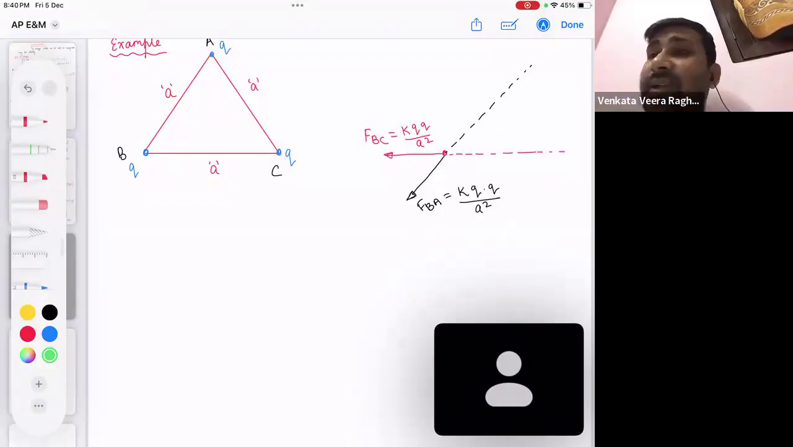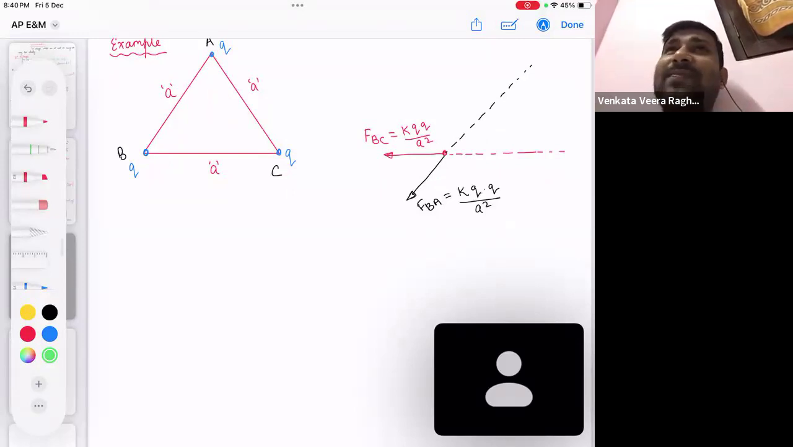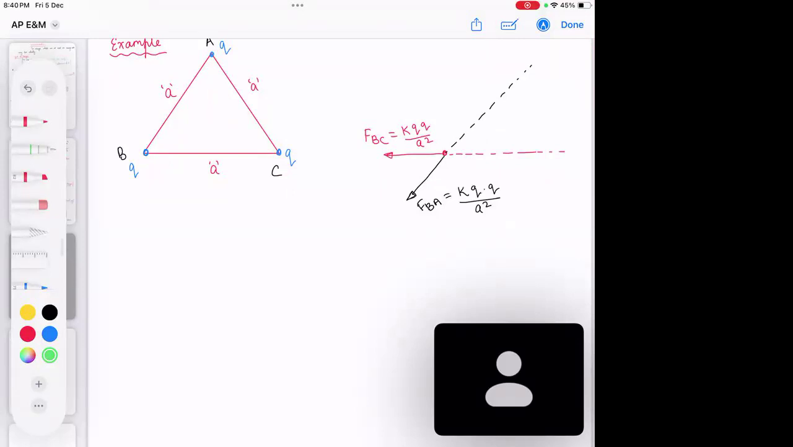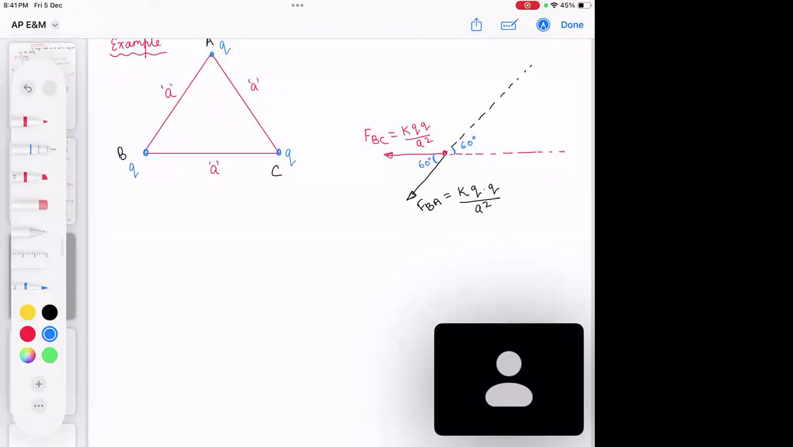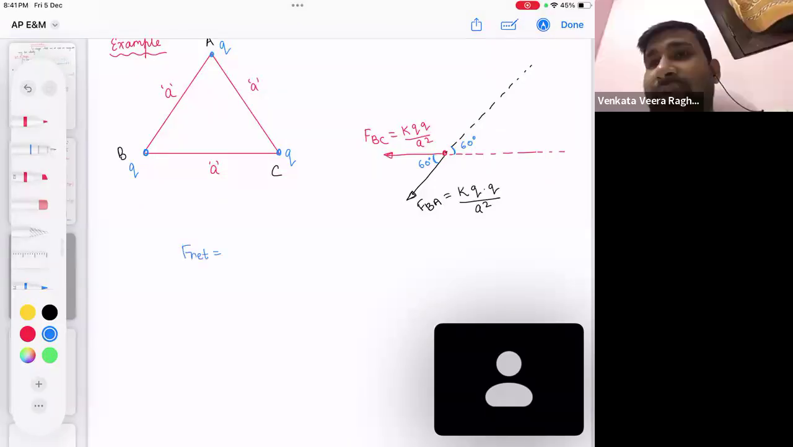Resultant. How do we calculate the resultant of two vectors? Force is a vector quantity. Just yesterday we discussed. Yes, sir. The angle between them is what? 60 degrees. So we can calculate. Is this angle 60 degree, an equilateral triangle? Yes. So if the angle between these two vectors becomes 60 degrees, what is going to be the net force?